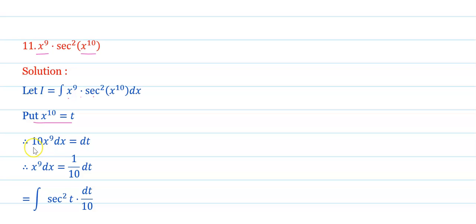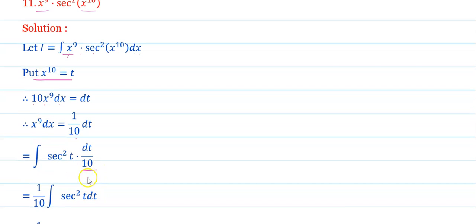Its derivative is 10x raised to 9 into dx equals dt. And hence the value of x raised to 9 into dx is 1 upon 10 into dt. Okay, and hence in our integral, x raised to 9 into dx has the value 1 upon 10 into dt. This is 1 upon 10 into dt.